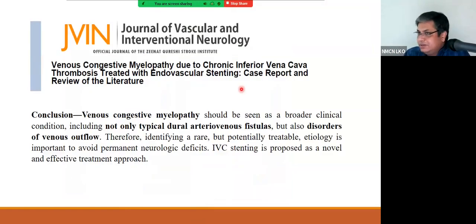In literature, there is only limited prospective data on BCS-related congestive myelopathy, and that is only in the form of some case reports. So this was a case of venous congestive myelopathy due to chronic IVC obstruction, successfully treated with endovascular stenting. They concluded that in cases of venous congestive myelopathy, apart from the common typical dural arteriovenous fistula, we should also consider differentials of venous outflow obstructions.